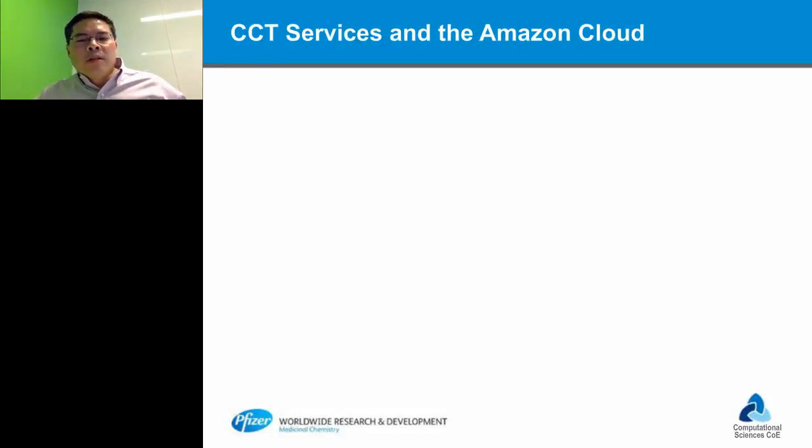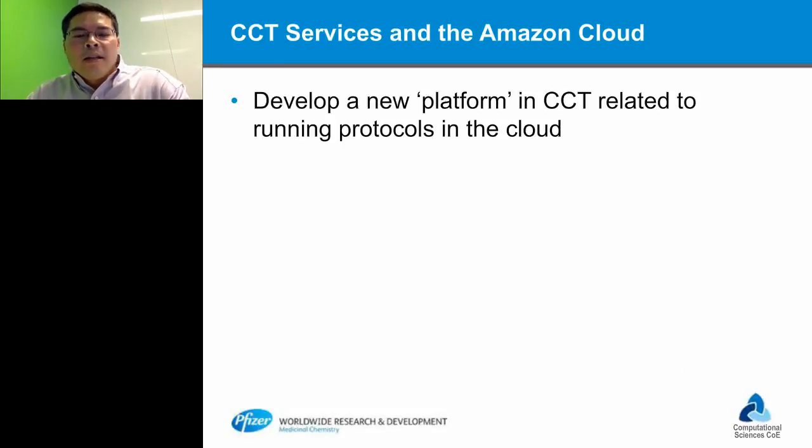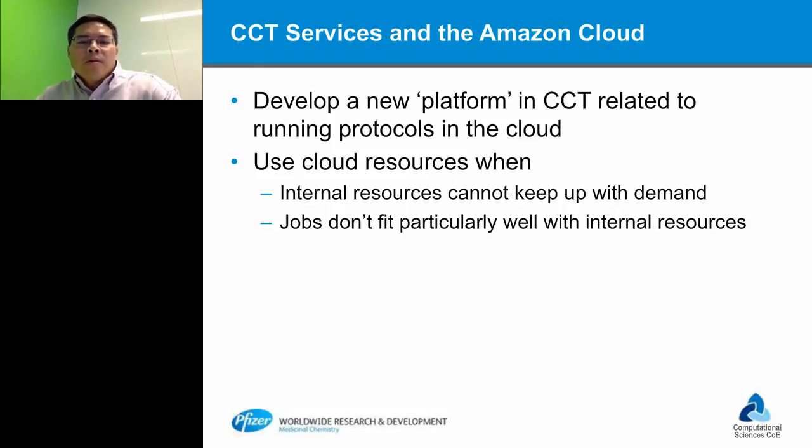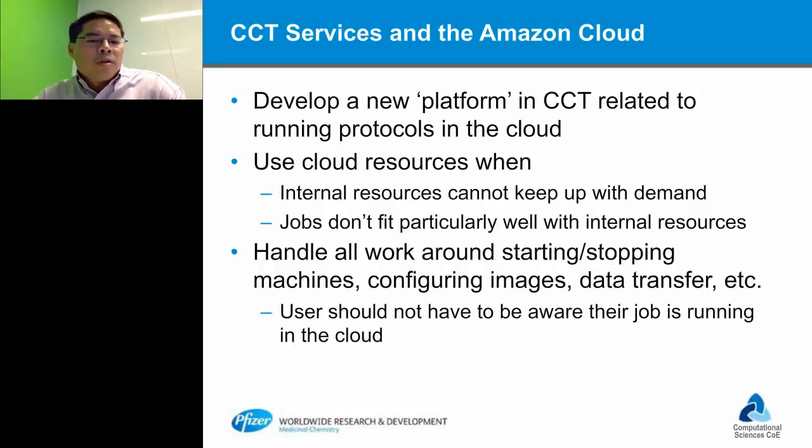So a couple years ago, we started doing some experiments in Amazon Cloud to address this need. Ideally, we'd just have a new platform in CCT for Amazon, and we can run these resources when we have these peak demands, or when the internal hardware configurations aren't a particularly good fit with the type of algorithm or method that's being asked.